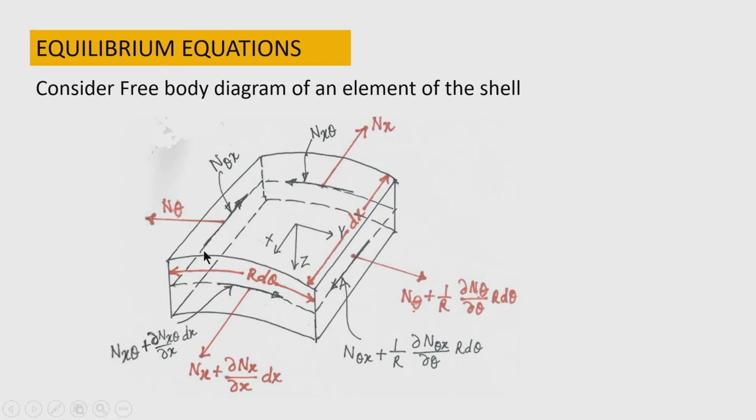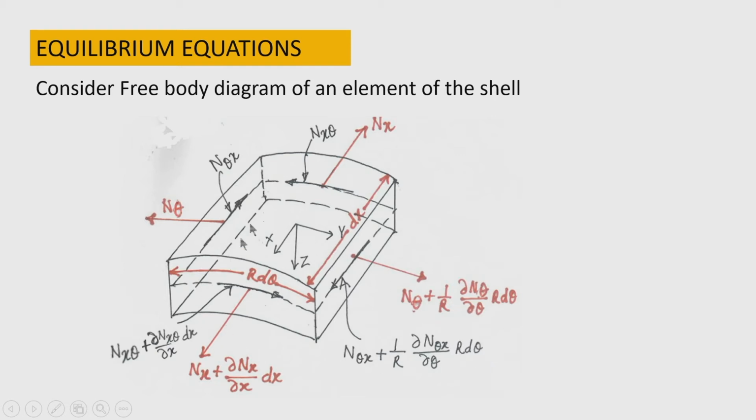Let us see the other shearing forces. In one edge where the n theta is acting, the membrane shearing force is n theta x. On the opposite edge it is n theta x plus 1 by r del n theta x by del theta into r d theta. This increment is taking place within a length of r d theta. So, therefore, r d theta term is coming here and it is also multiplied by r d theta.